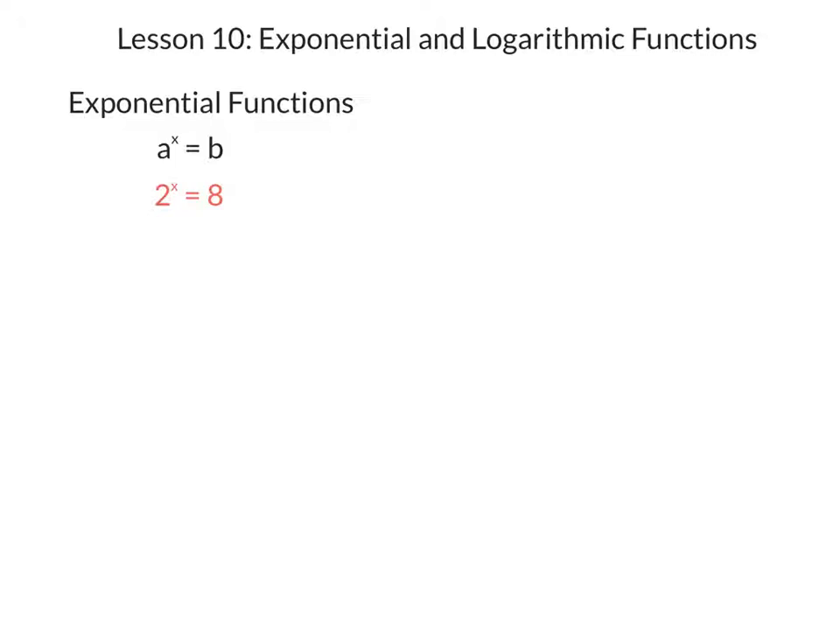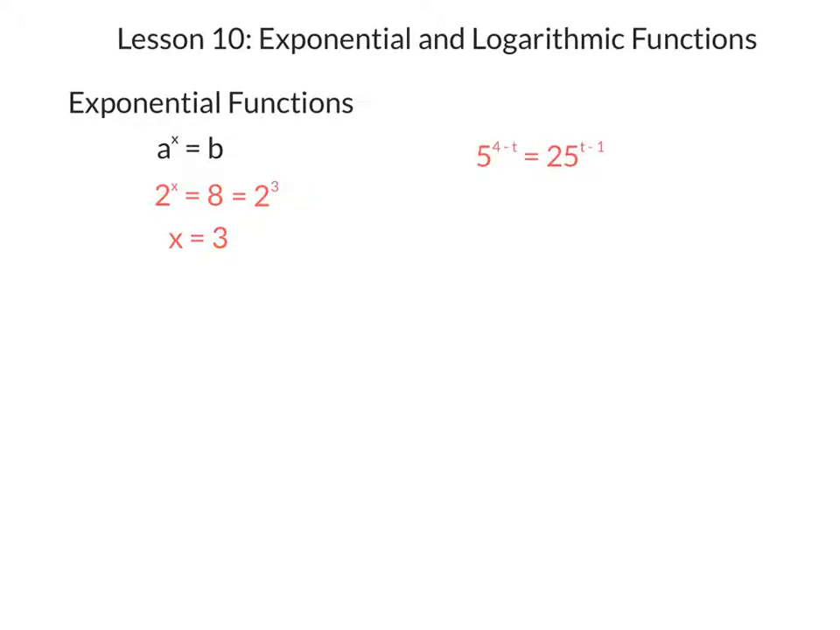Well, what we first must do is change 8 to being 2 to a power. Now obviously 8 is equal to 2 to the 3. Now, we have the same number raised to different powers, so now we can set the powers equal to each other. And once we do that, we get the answer x is equal to 3.